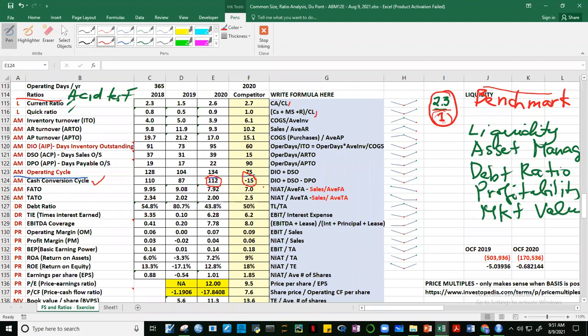Bakit 39 days yung DSO natin? Okay? Sorry, yung DIO natin, tama. DIO natin 95 days. DSO natin 39 days. Is there a problem with how we collect? Okay, very lax with the collection.